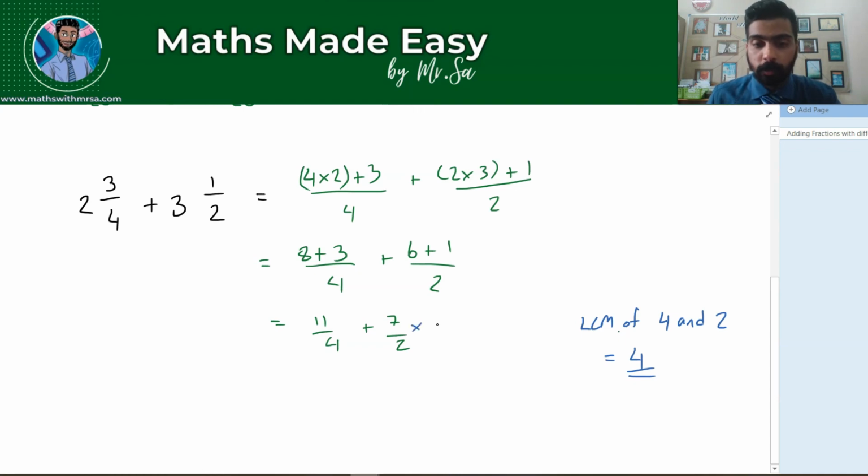Using the same steps, we know that 2 times 2 would give us 4. Therefore, we multiply the second fraction by 2 over 2. And what we would have here is 11 over 4 plus 14 over 4, which would give us 25 over 4. Alright guys, now we can also convert this to a mixed fraction if we want. 25 over 4, we can write it as 6 and 1/4.